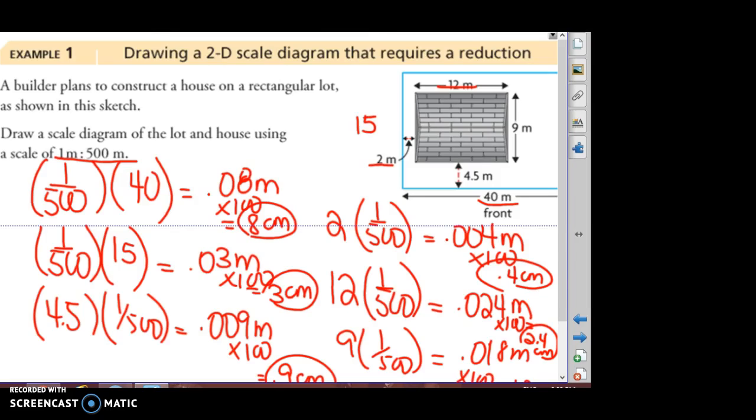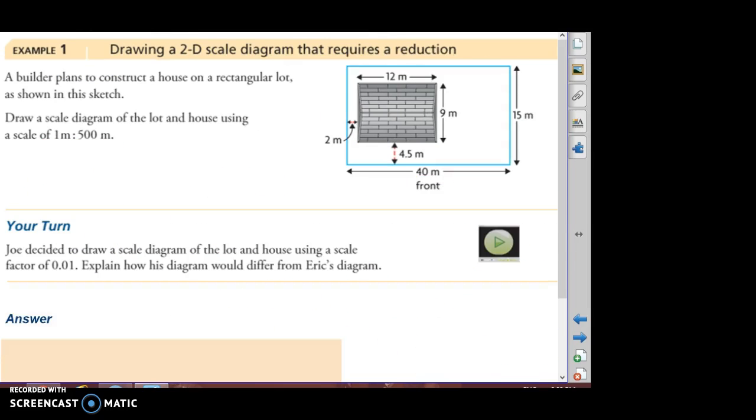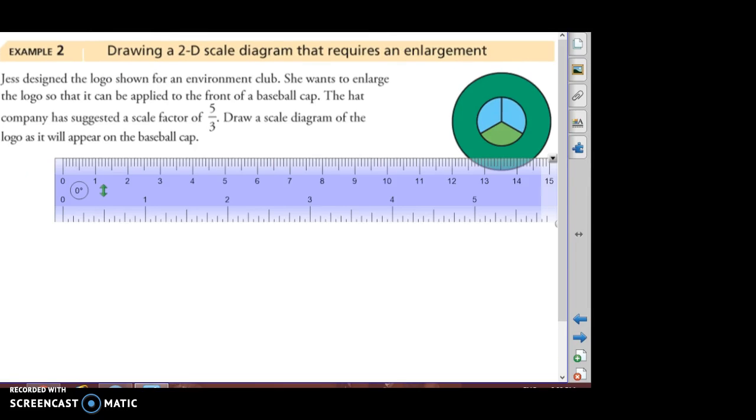So example 2 is: design the logo shown for the Environmental Club. She wants to enlarge the logo so that it can be applied to the front of the baseball cap. The hat company has suggested a scale factor of 5:3, or 5/3. Draw a scale diagram of the logo as it will appear on the baseball cap.